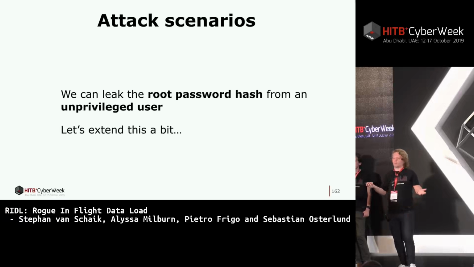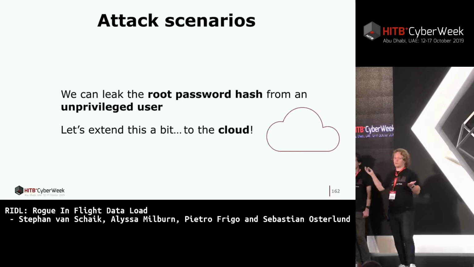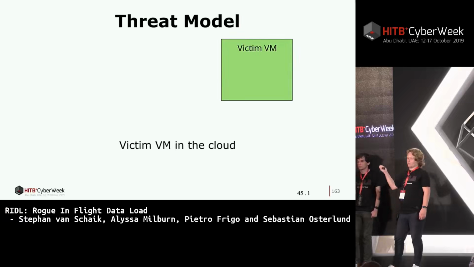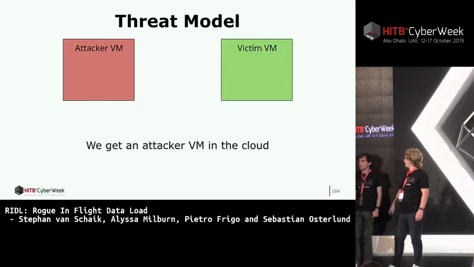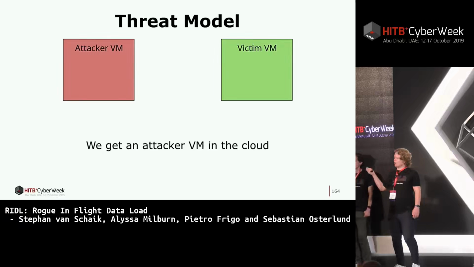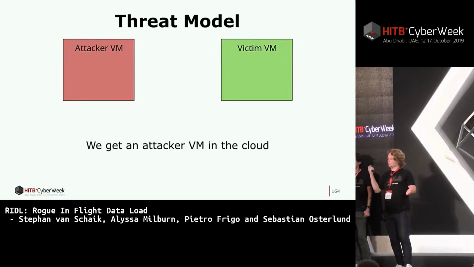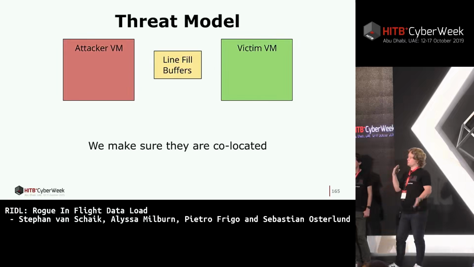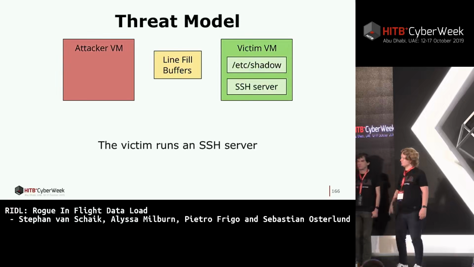So let's extend this attack a bit to the cloud. Of course, the cloud is hyped nowadays, so we want to do some cloud attacks. Suppose we have a victim VM in the cloud that we want to attack. We want to do a similar attack to the one we had locally. We obtain an attacker VM, for example on Amazon, and we make sure that it's co-located. A lot of cloud vendors share hyperthreads between different VMs, so the actual line fill buffer is shared. Using a RIDL attack, you can steal information from the line fill buffers.